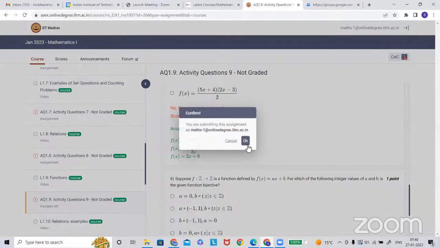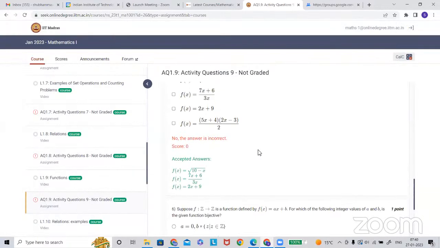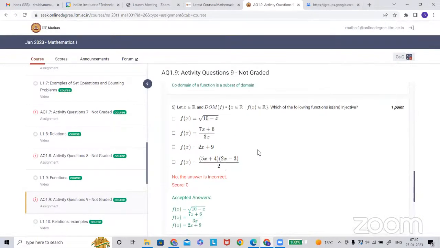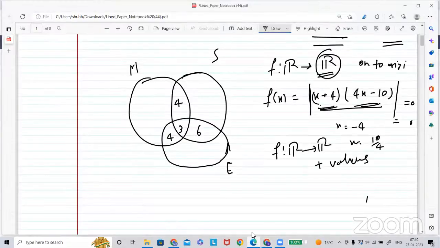So could you please explain it in a more clear manner? Okay. Injectivity means that for a single input, you are getting a unique output. That's what injective means.